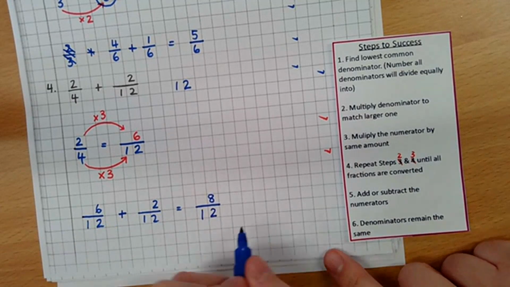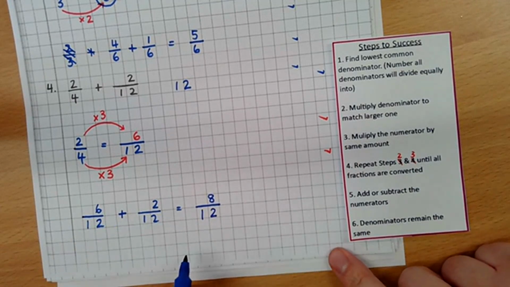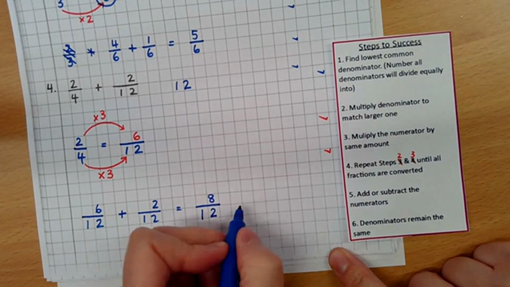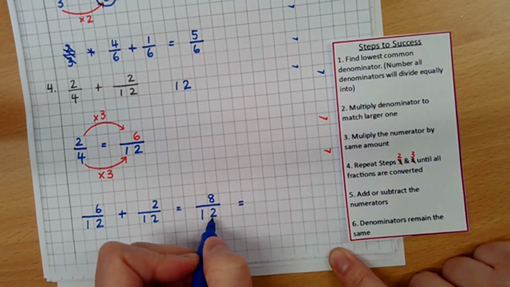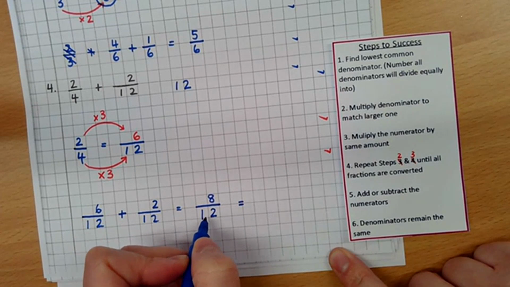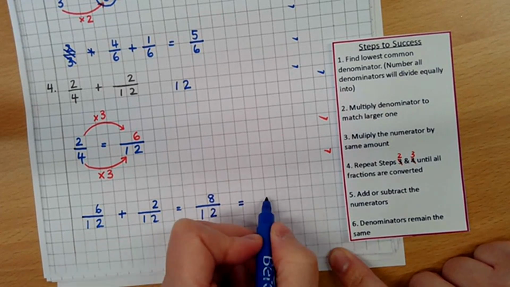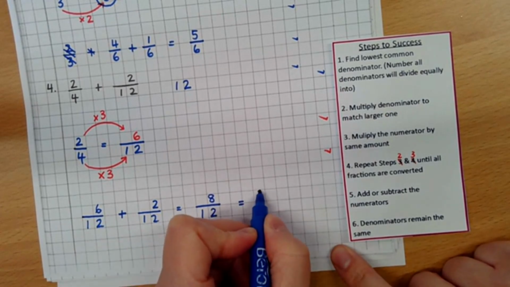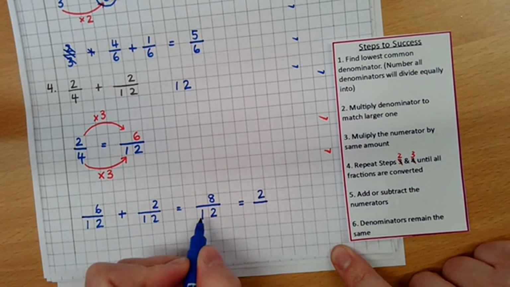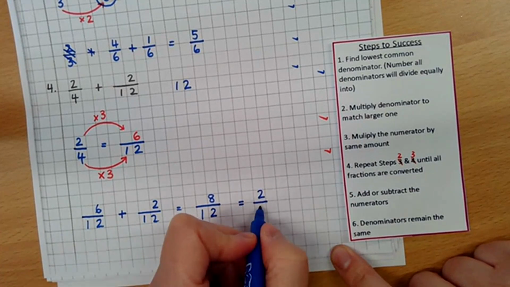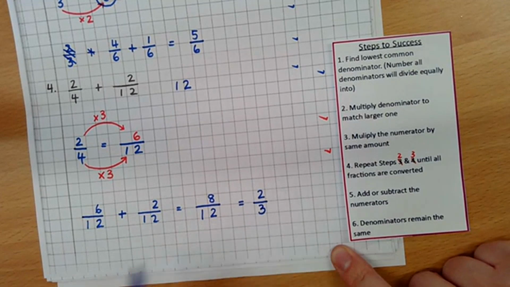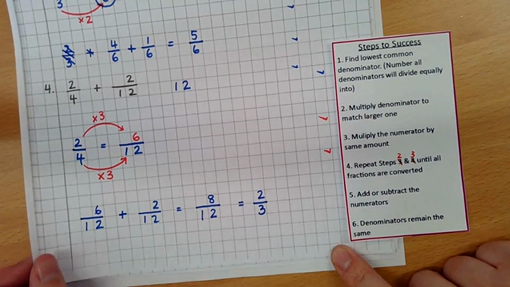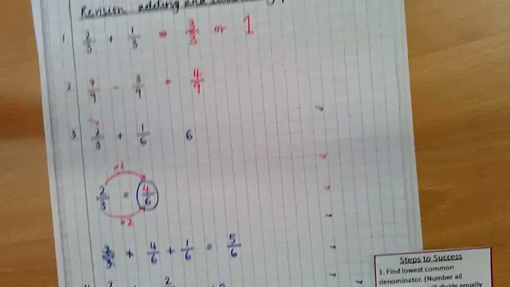Good. Can that be simplified? Yeah, absolutely. So 8 and 12 can both be divided by 4. Good. 8 divided by 4 equals 2. 12 divided by 4 equals 3. So either 8/12 or 2/3 are both correct.